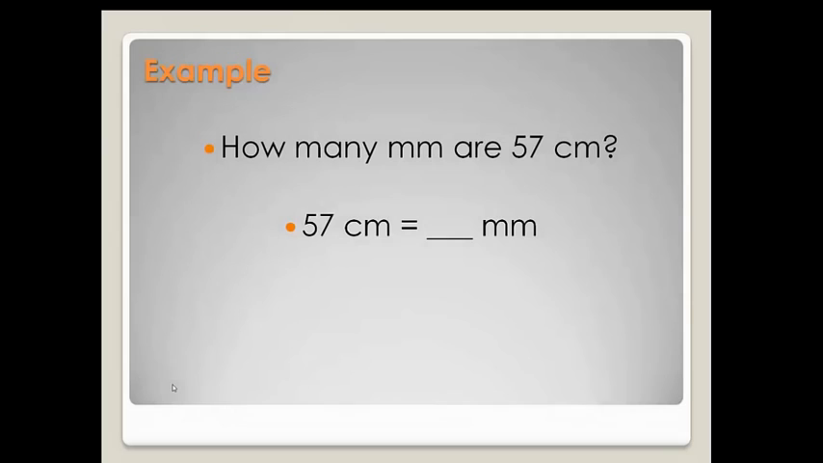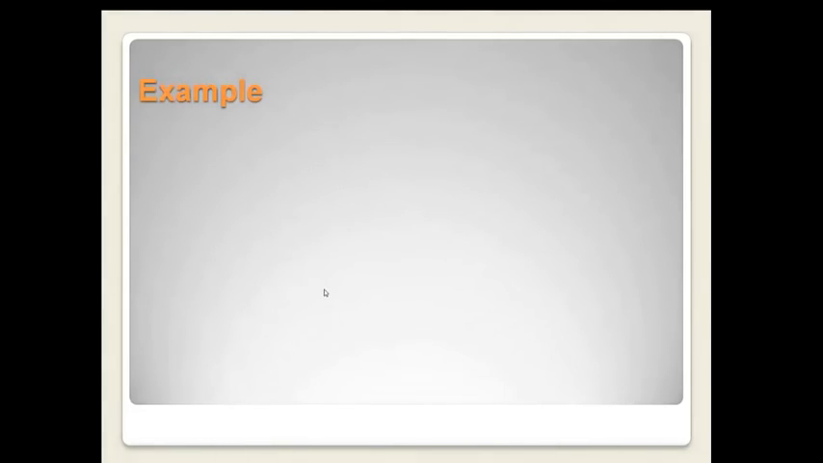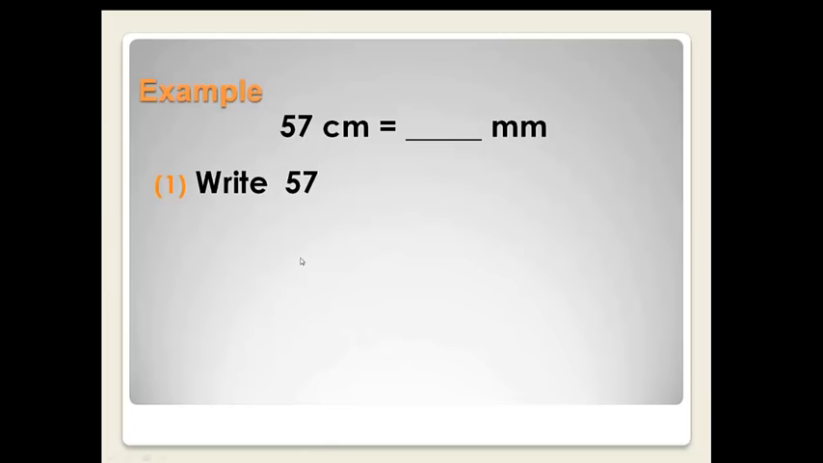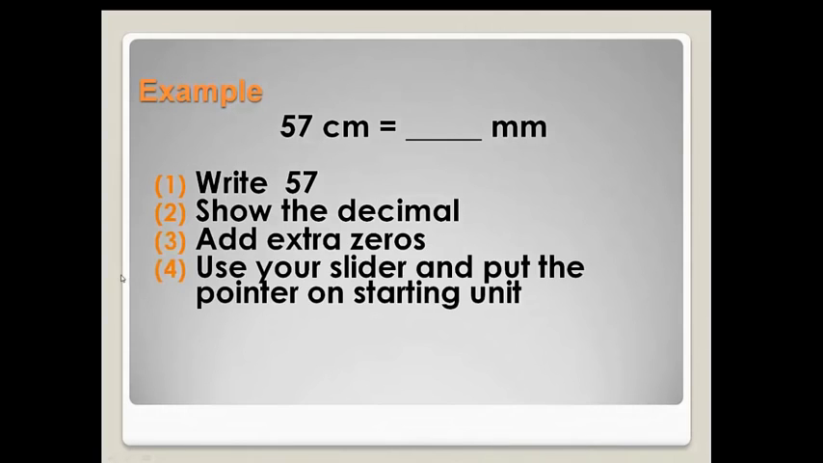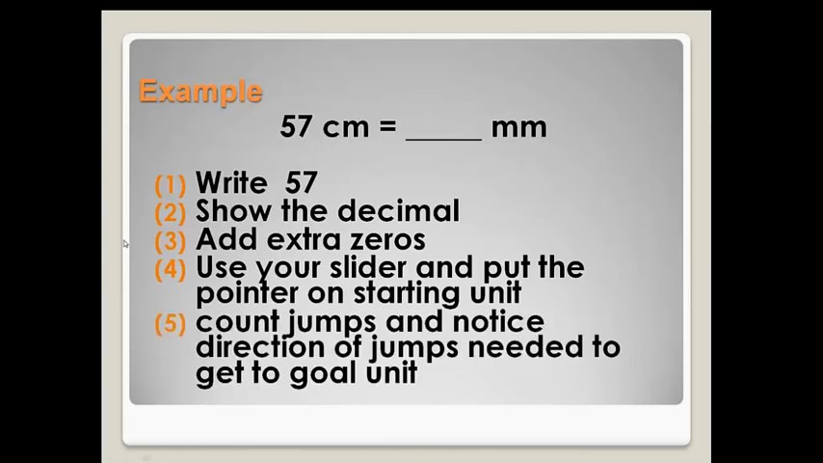So let's do an example. How many millimeters are in 57 centimeters? The number we're starting out with is 57. We're going from centimeters to millimeters. So we're going to write the 57, show the decimal, and add extra zeros. Use our slider to put the pointer on the first unit, the starting unit, in this case centi, and count the number of jumps and notice the direction needed to get to milli.